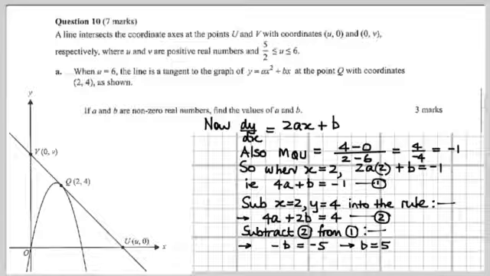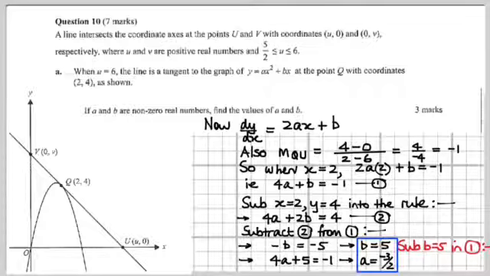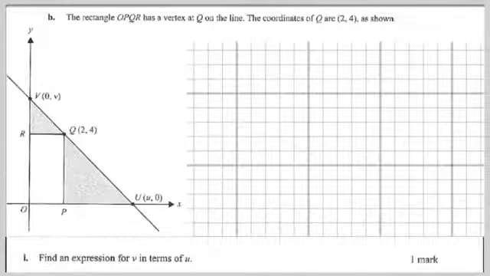That's great, isn't it? Now we just sub that back into equation 1. Will do, and therefore we're getting 4a plus 5 equals minus 1, therefore 4a equals minus 6, and therefore a is minus 3 over 2, and b was 5, so that's it. We've done part A of this question. A is minus 3 over 2, and b is 5. Alright? Great stuff. Now, part B, the rectangle OPQR, good heavens, what's this?